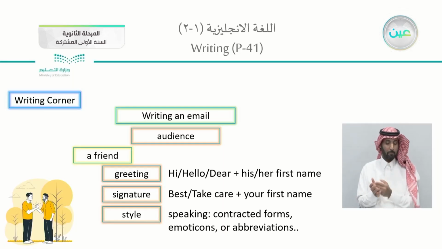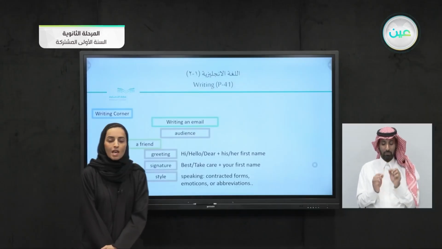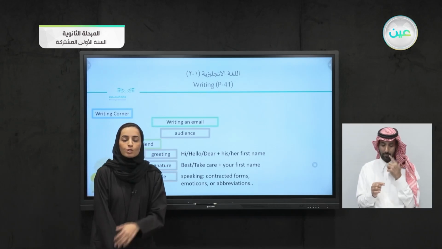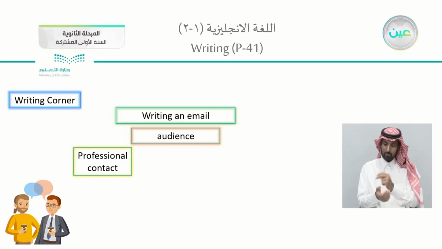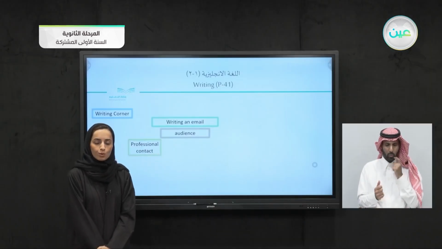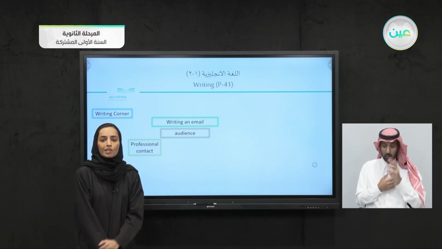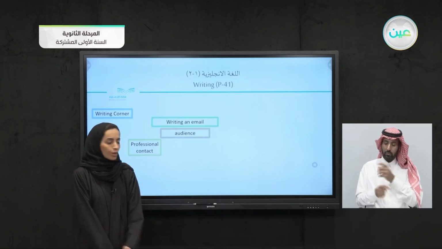Also, you can use the emoticons, which are like the little pictures, like the emojis. And you can use the abbreviations. So it is more like texting rather than an email. However, if you are writing to a professional contact, someone you don't know very well, someone who has a long distance between you, so it depends on the relation. Could be a teacher, could be you are contacting a seller or someone.